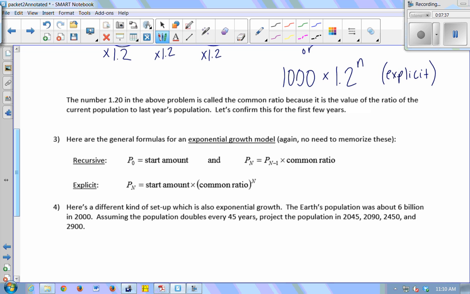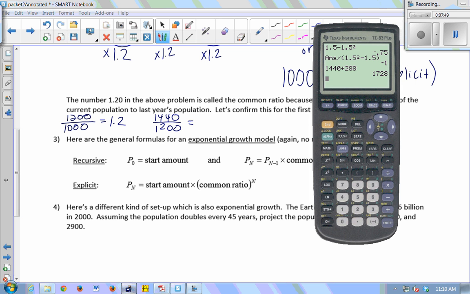So if I wanted to confirm this, I would write, okay, 1,200 over 1,000, that's 1.2. 1,440 over 1,200, let's just double check in the calculator. 1,440 divided by 1,200, yeah, we get the 1.2.